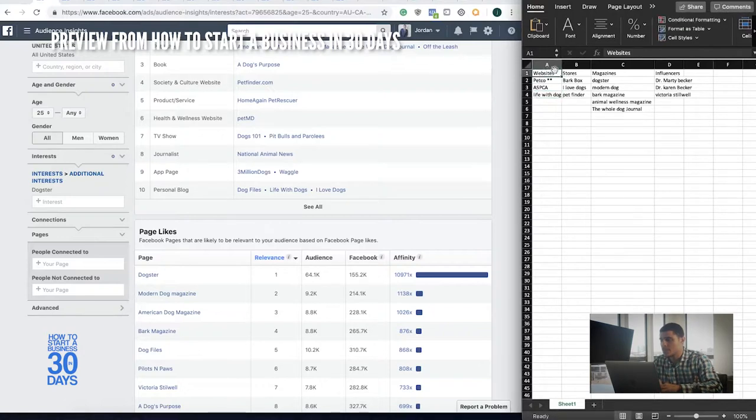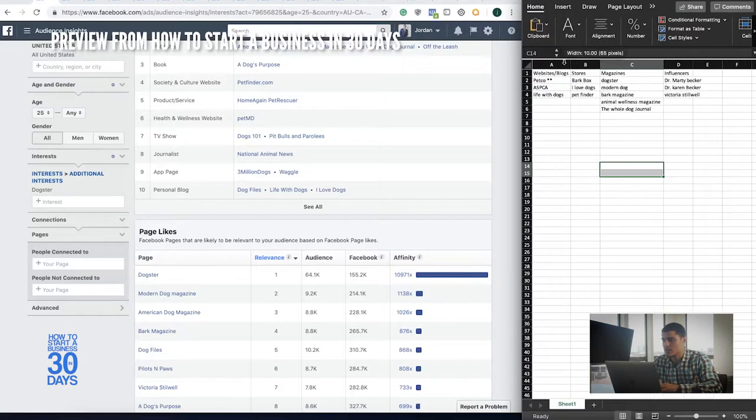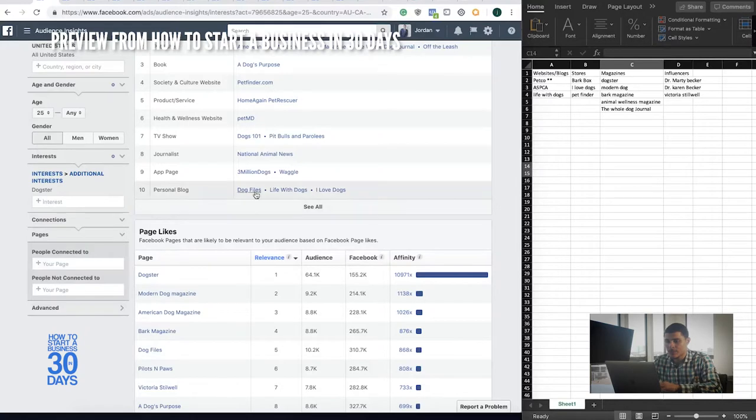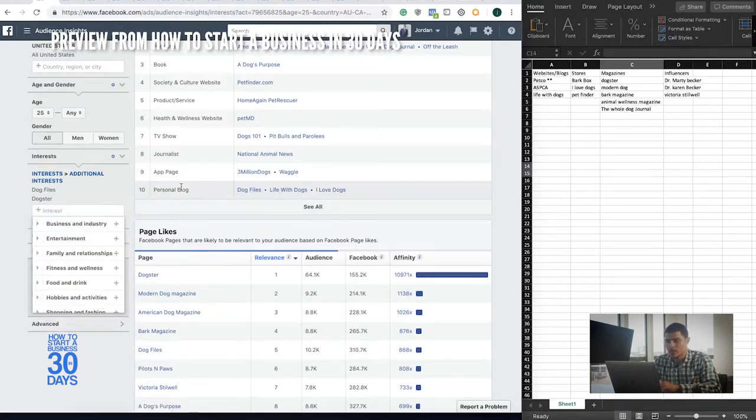And you want to put websites, like blogs can be websites, and websites can be blogs too. So you don't want to necessarily tie this down and create a bunch of different buckets. The four buckets is cool, because those are going to be your targeting segments. So we got I Love Dogs already, Dog Files, Personal Blog. Let's see what we got.